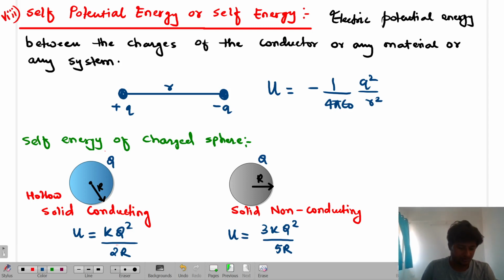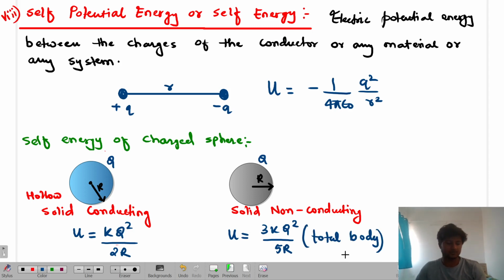Now look over here. The question arises that when I have a non-conducting sphere, so 3kq square by 5r is for which point? That is the biggest question, isn't it? So this 3kq square by 5r is for the total body. Is that clear? It is for which body? Total body. Are you able to get me or not?